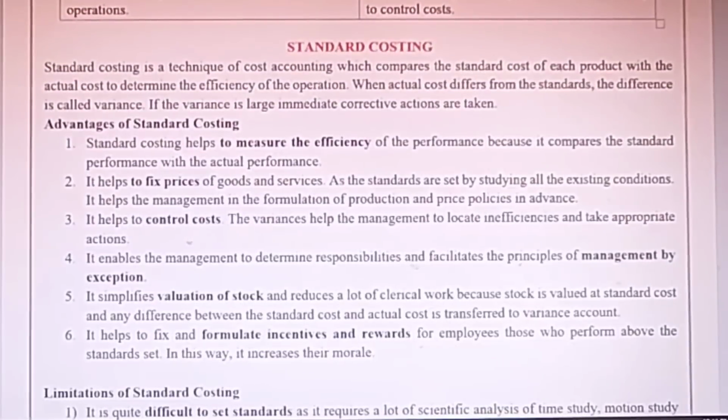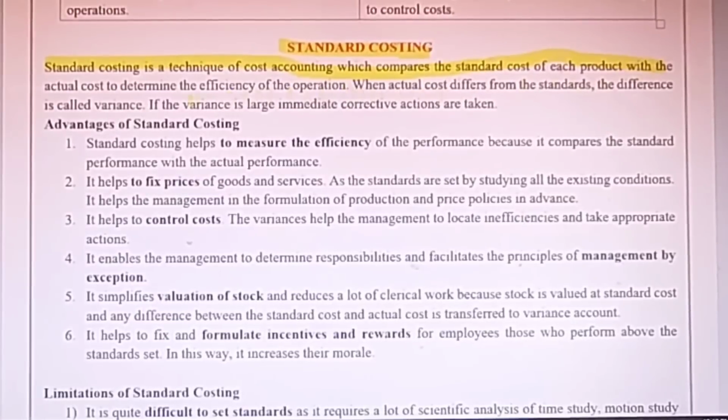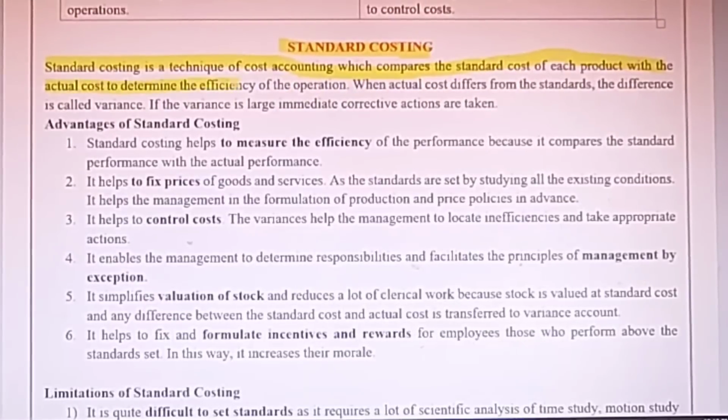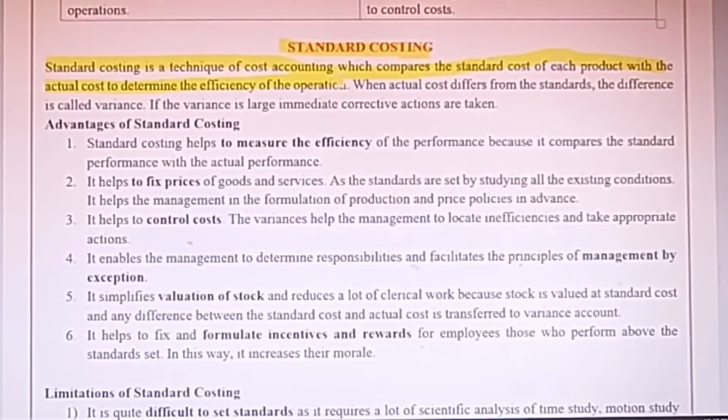Then comes the most important topic, standard costing. Now let's see what is standard costing. Standard cost, I just explained to you. From there you can get the definition of standard costing. So it is a technique of cost accounting which compares the standard cost of the product with the actual cost, as I just told you, so that we can determine the efficiency of the operation or the efficiency of the employees. Every organization sets standards for its employees.